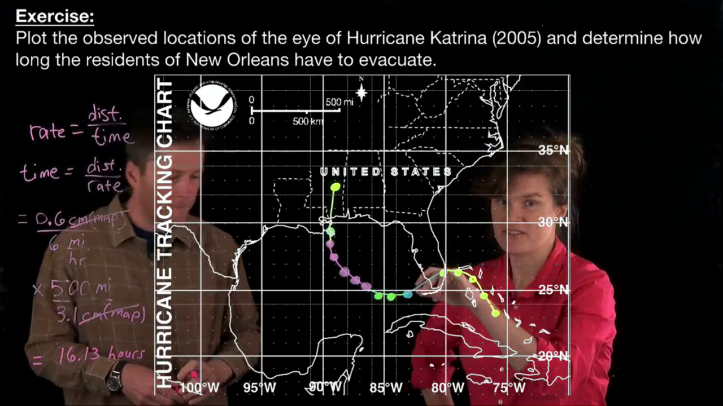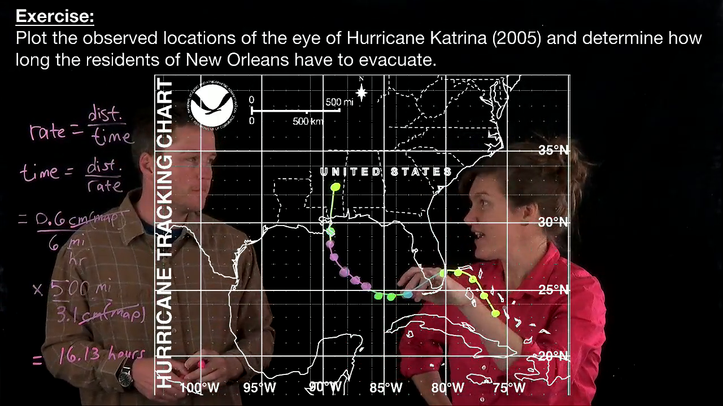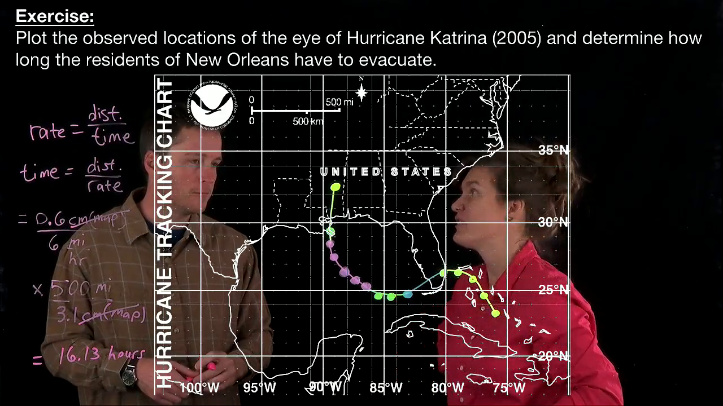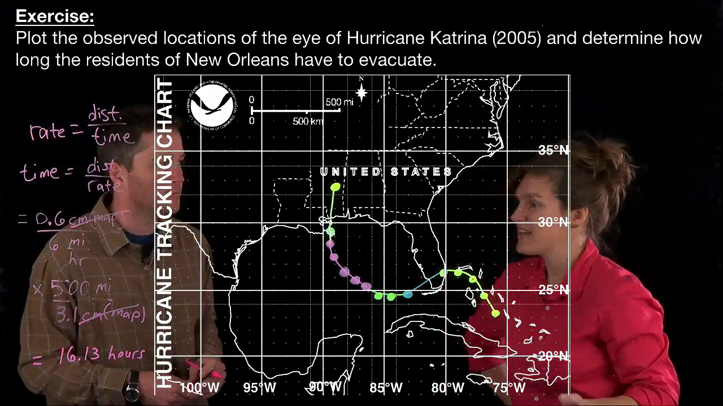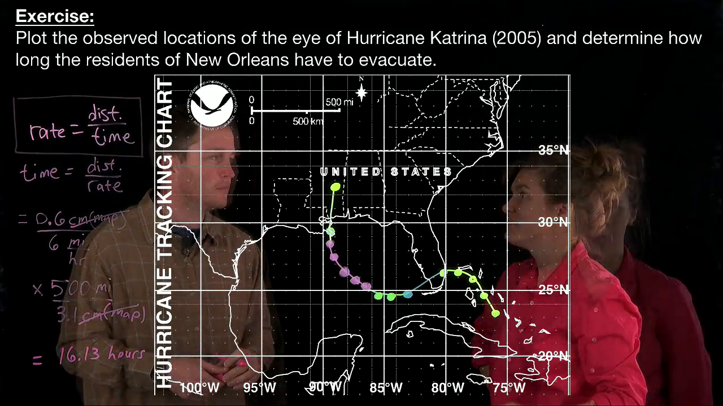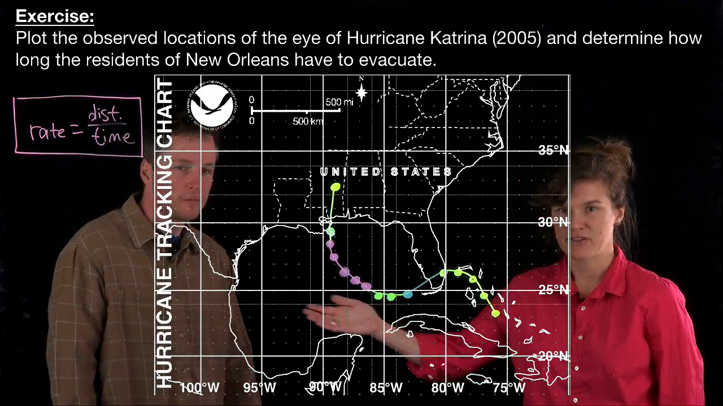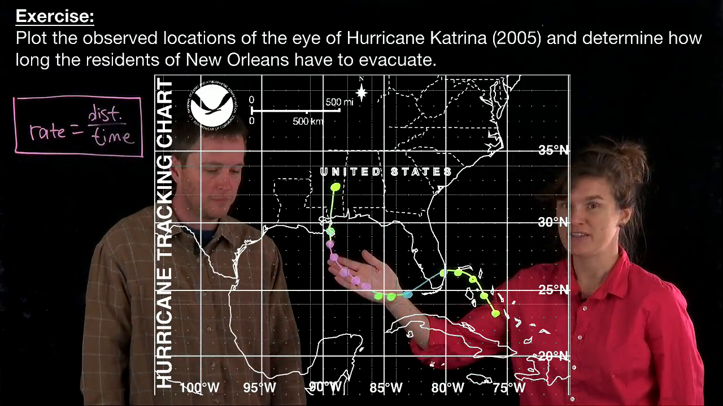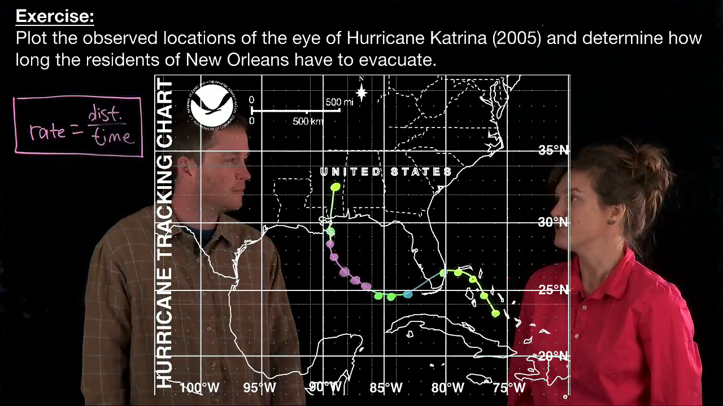Okay, so it took the storm about 16 hours to cross from this offshore point here to make landfall at Miami. So those residents had quite a bit of time to prepare. Now we're going to look a little bit farther along the storm path in the Gulf and the second time that it made landfall over New Orleans.